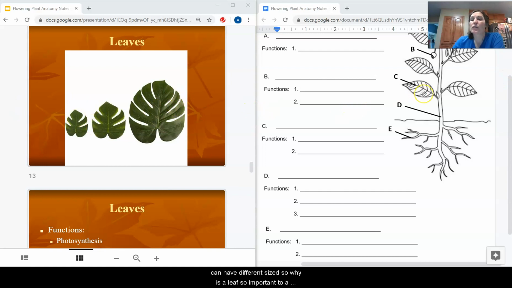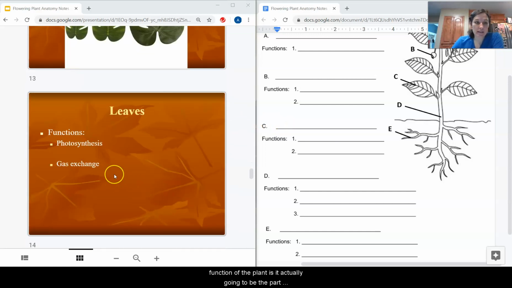So why is a leaf so important to a plant? Why is it bad to pick all the leaves off of a plant like I just did? The biggest function of the leaf is that it's the part of the plant that does photosynthesis. Really any part of the plant that's green is going to do photosynthesis, but the leaves are huge. You have green stems sometimes, and they also do photosynthesis, but the leaf does it way more efficiently than the stem does. So that's why it's really important to have leaves.